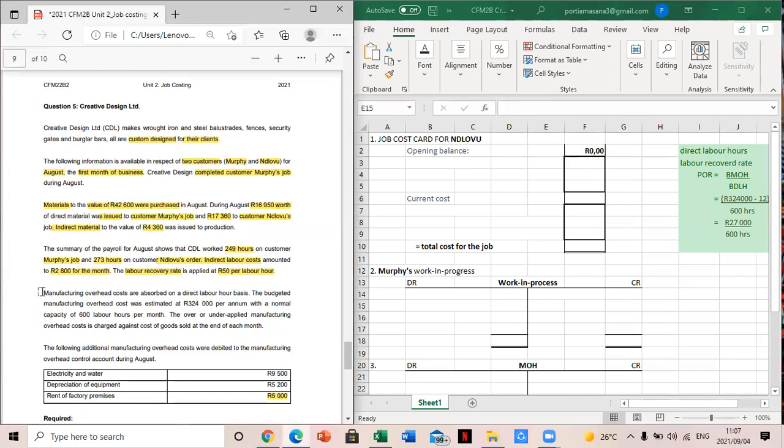Our manufacturing overhead costs are absorbed on a direct labor hour basis. Since we're given that direct labor hour basis will be used, this is what we'll use to calculate our POR. The budgeted, also important, budgeted manufacturing overhead cost was estimated at 324,000 per annum.